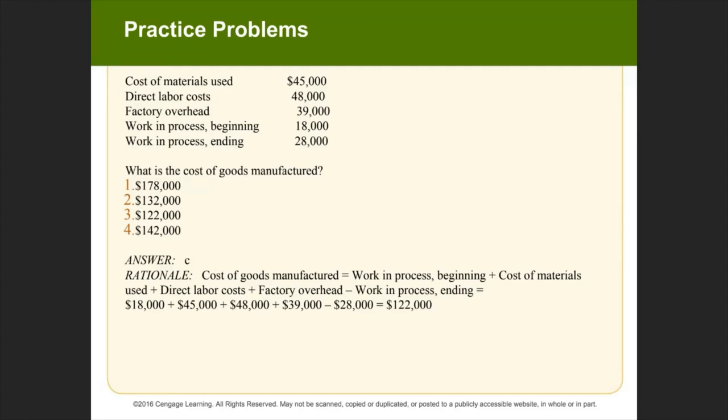So we're going to take our beginning work in process inventory plus our cost of materials used plus our direct labor cost plus our factory overhead. So we're going to add all these up, and then we're going to subtract out whatever's left, our work in process ending inventory, and that's going to give us 122,000. So cost of goods manufactured, work in process beginning plus cost of materials used plus direct labor cost plus factory overhead minus whatever you have left over, minus the work in process ending inventory.